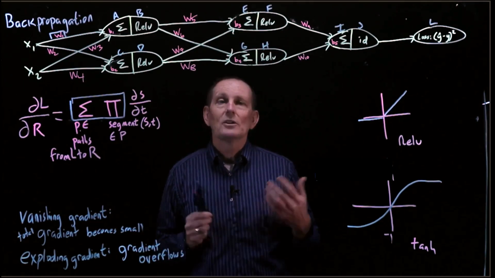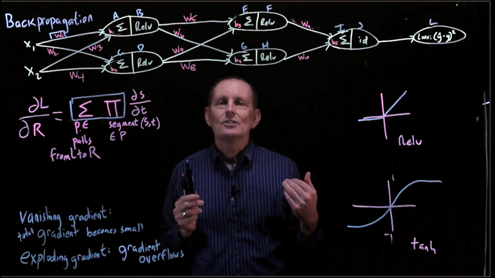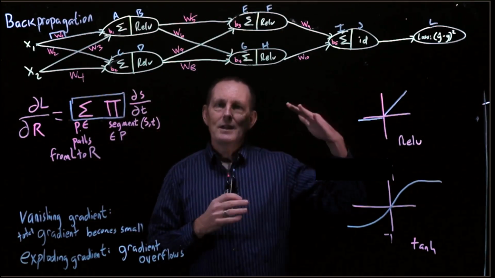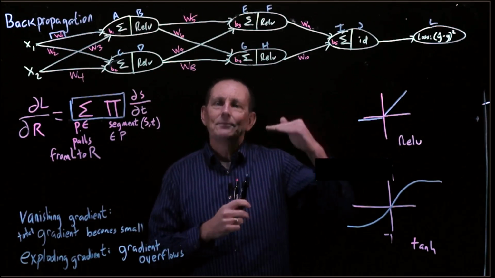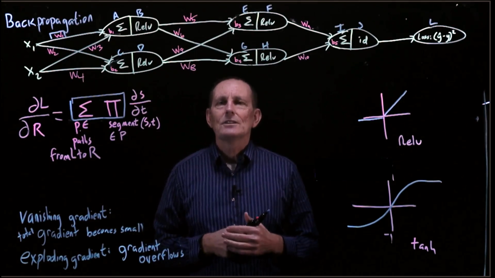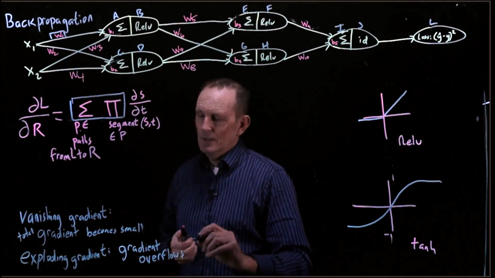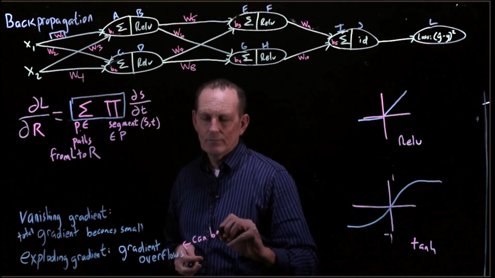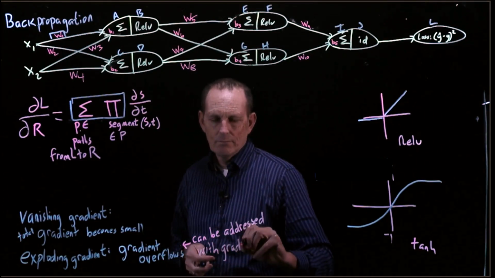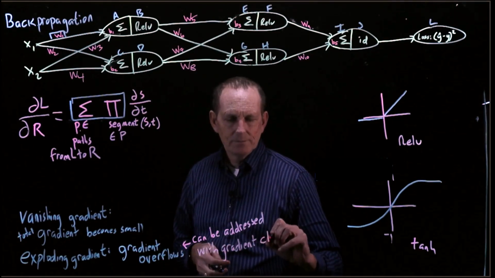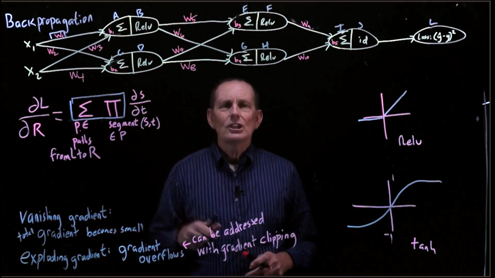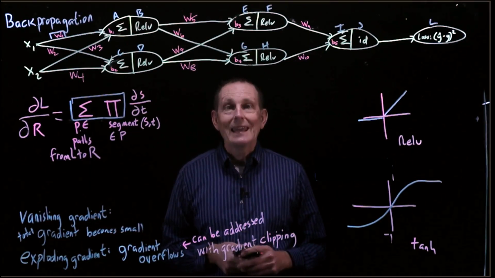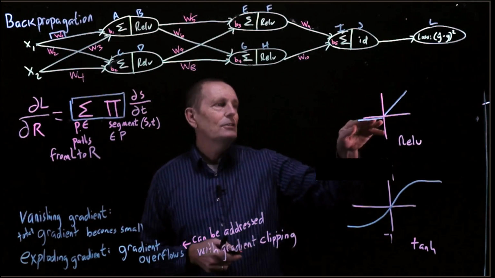So for exploding gradients, one quick fix is just to have a clip. That is, just say, if the gradient for any particular path is more than some value, just cap it at that value, or clip it at that value. So that's called gradient clipping. So exploding gradients can be addressed with gradient clipping.